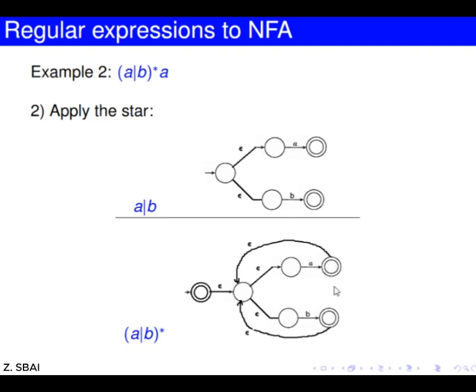We'll take the two final states and add transitions to the initial state via epsilon from this final state and from the other final state, and finally add an initial state which is also accepting in order to accept the epsilon string.